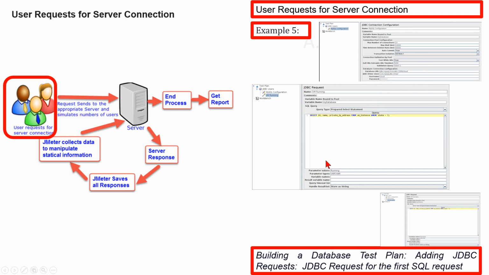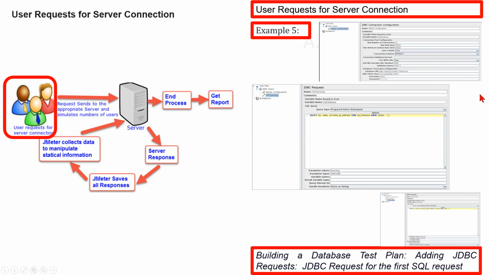JMeter creates the database connection pool with the configuration settings as specified in the control panel. The pool is referred to in the JDBC request in the variable name field. Several different JDBC configuration elements can be used, but they must have unique names. Every JDBC request must refer to a JDBC configuration pool. More than one JDBC request can refer to the same pool.